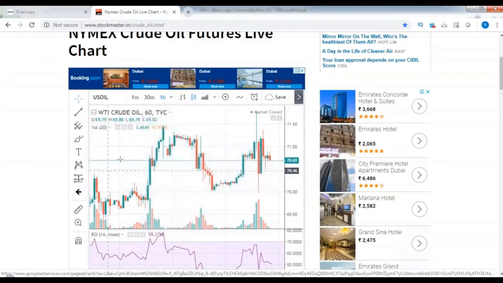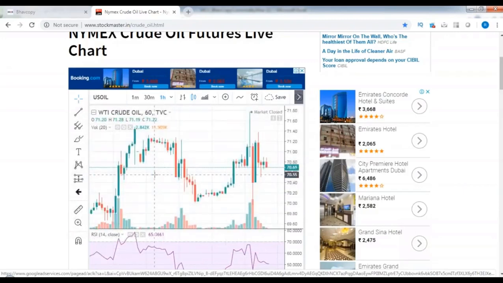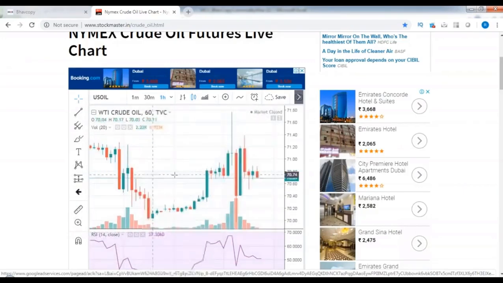Okay, let's say this is the NYMEX chart. This is the WTI crude oil, and this is the NYMEX chart trading in the international market. What you see over here is all dollar price. Can you see this? It is all dollar price. So if you look at this particular chart, okay.